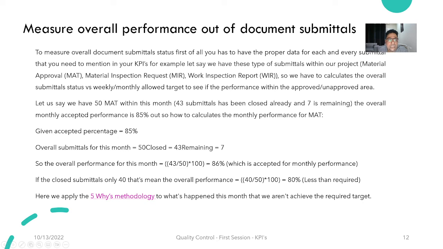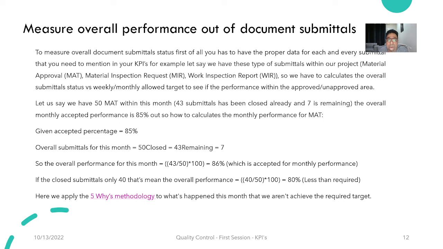Let us say we have 50 material submittals within this month. 43 of these 50 submittals have been closed already, and 7 are remaining. So how am I going to calculate the overall monthly accepted performance here? As we mentioned here, we give an accepted percentage, which is 85%. That means 85% of the overall submittals are accepted.